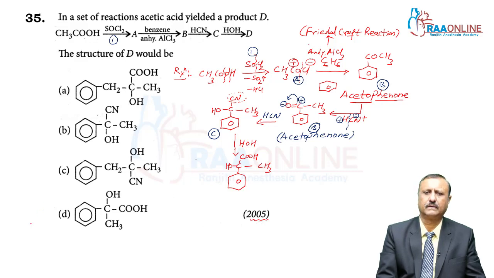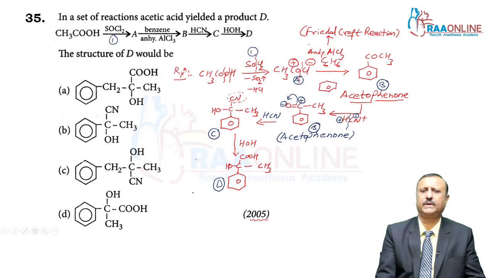Here are the A, B, C and D products. This is your D product. And the structure of D would be: this is not the structure here, and this is not the structure with CN, OH. Here, not CH2; the benzene group is attached directly to the carbon. So, my dear students, this is the structure: benzene carbon, COOH, OH and CH3. So the answer to 35 is option D.